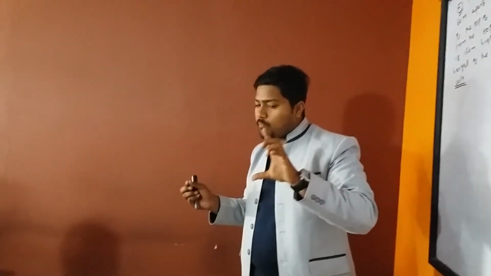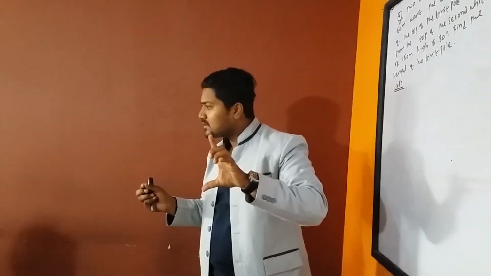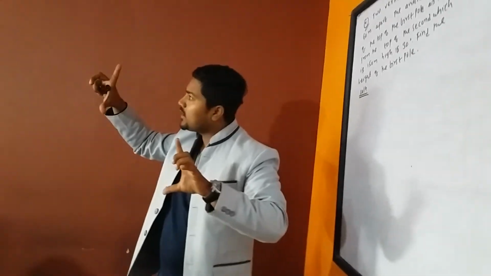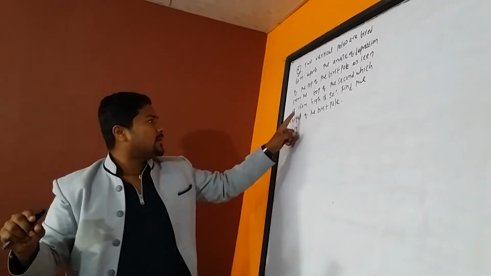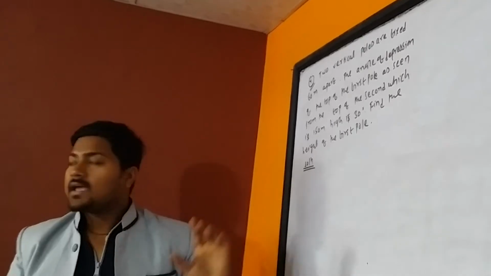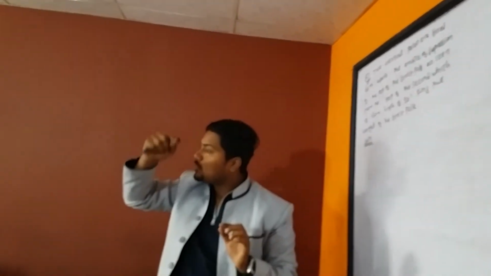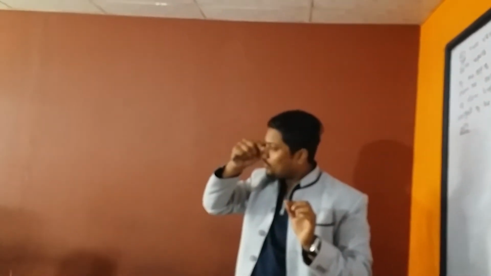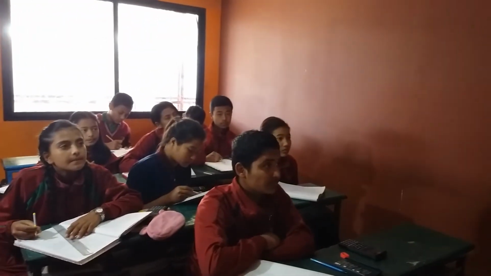Now the first pole height is not given. The second pole height is given. Second pole height is what? 150 meters. And now if you look from the top of the second pole at the top of the first pole, the angle of depression we get is 30 degrees. So now let's do this question.